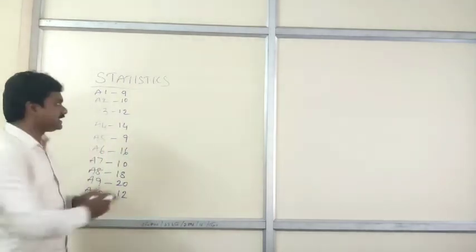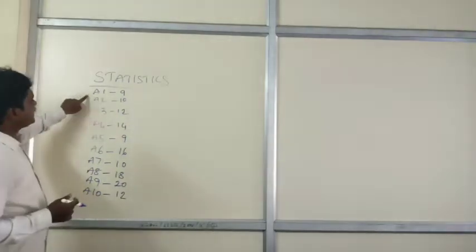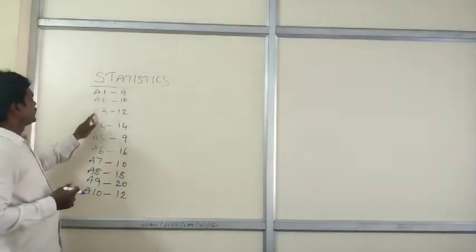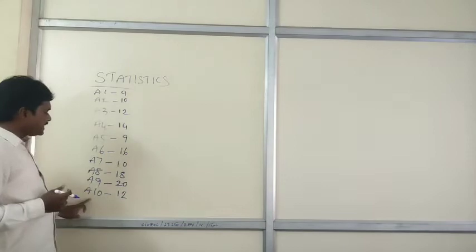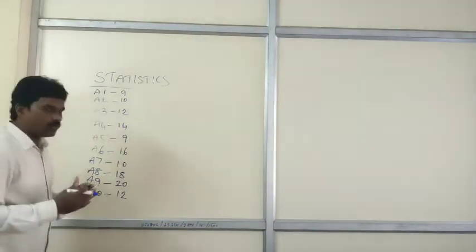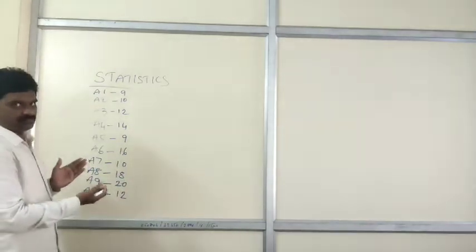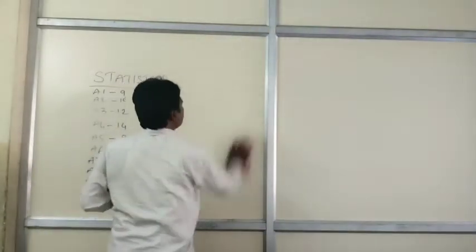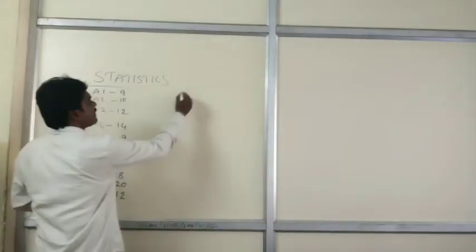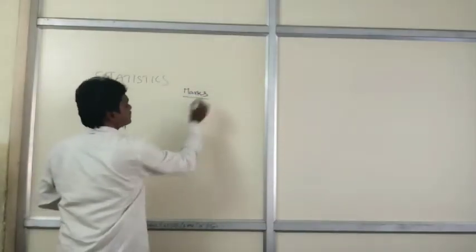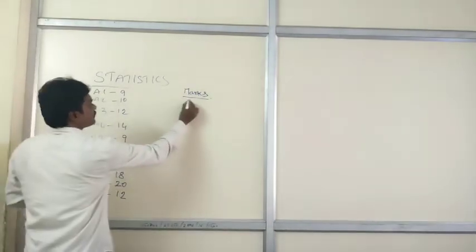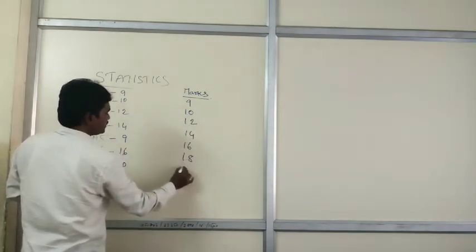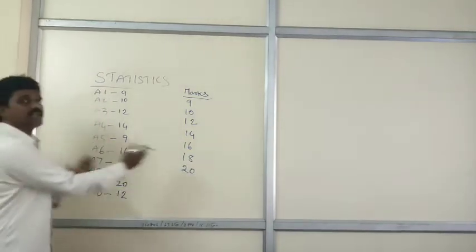If you observe very clearly in this particular data, A1 got 9 marks. In the same way, A5 also got 9 marks. A3 got 12 marks and A10 also got 12 marks. Now, this data can also be written in another form. Now I am taking the marks here. What are the marks the students have got? 9, 10, 12, 14, 16, 18, 20. These are the marks the students have got.